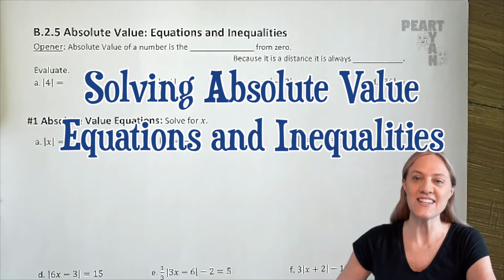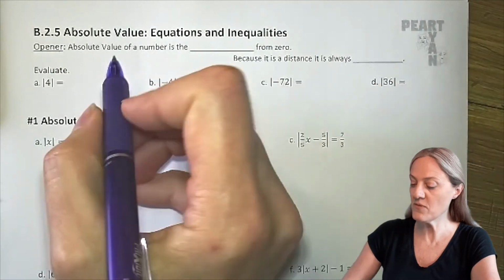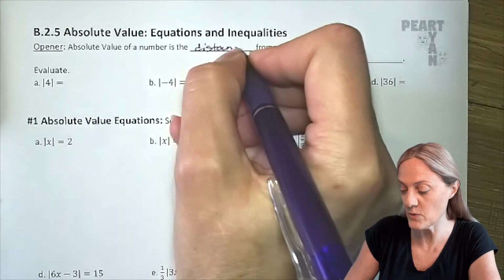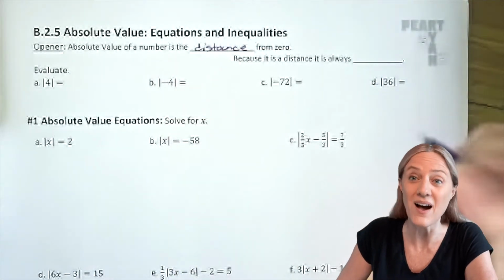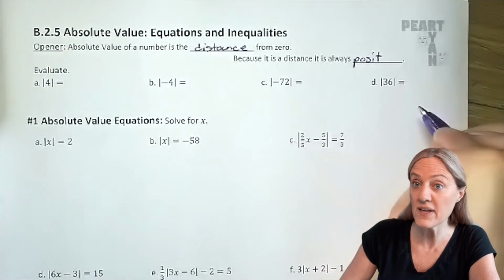Absolute value equations and inequalities. Let's start with what is an absolute value. An absolute value of a number is the distance from zero. And because it's a distance, what does that mean? That means it has to be positive. It wouldn't make sense to measure a room and say, oh, it's -5 feet, okay?